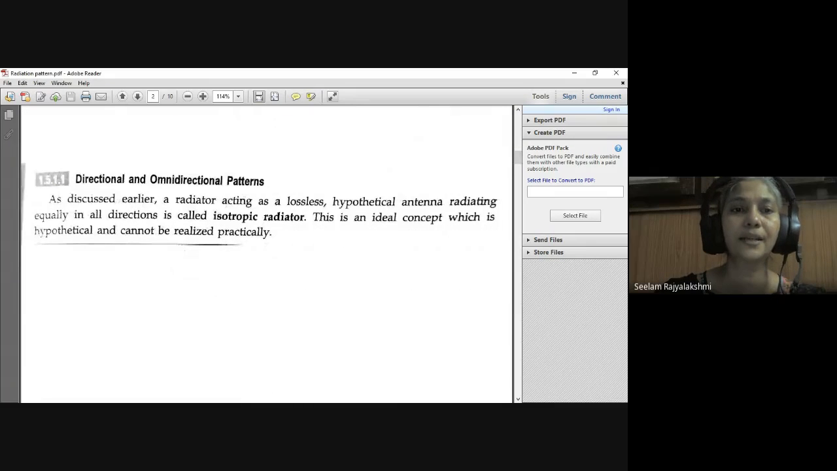Now, directional and omnidirectional patterns. Already we have discussed here. What is a radiator? When a radiator acts as a lossless hypothetical antenna radiating equally in all directions, it is called an isotropic radiator. Practically, it is impossible. Any antenna cannot distribute the radiation losslessly or hypothetically. So it is an ideal concept which is hypothetical and cannot be realized practically.